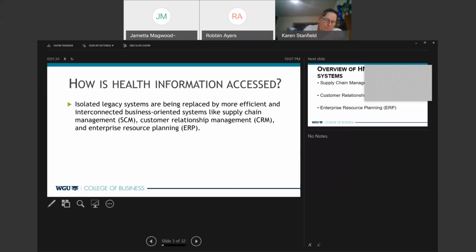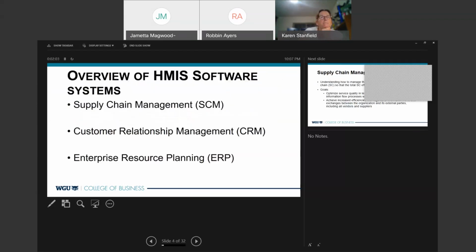But other systems within the healthcare organization, legacy systems, older systems, are being replaced by these more efficient, more interconnected business systems that allow for that increased access. Supply chain management, customer relationship management system, that's where the patient information is housed. Enterprise resource planning, that's your BI or your business intelligence information or software, okay?